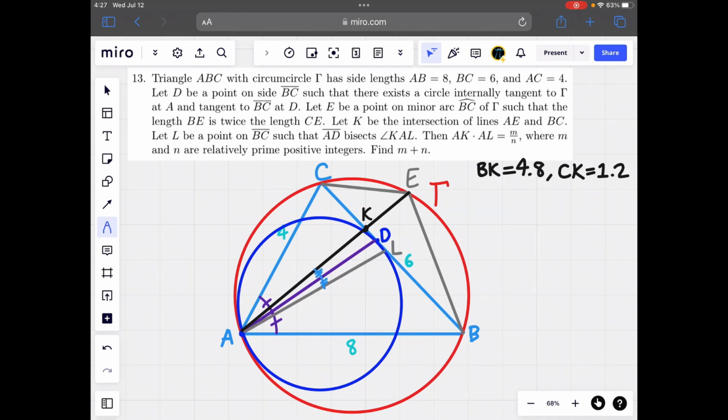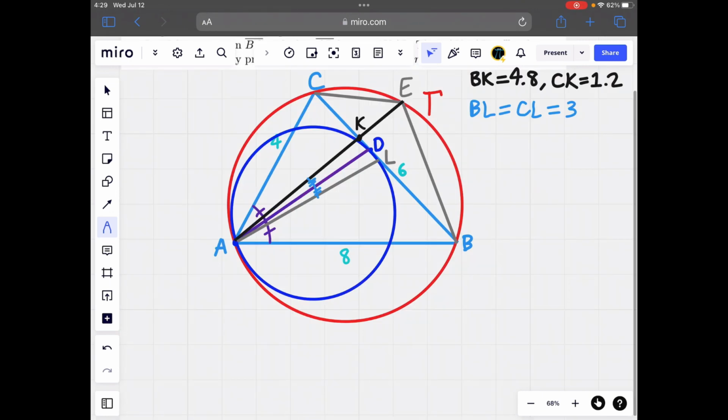Point L is a point on BC for which the angle bisector AD is also the bisector of angle KAL. In other words, AK and AL are isogonal, or simply reflections across the angle bisector of angle A. Then, since AK is a symmedian, AL must be the median, since the symmedian is the reflection of the median over the angle bisector. So L is the midpoint of BC, and it follows BL equals CL equals 3. Now we can use Stewart's twice to find AK and AL, and then multiply AK times AL, and then we're done. Suppose we denote AK equals little k and AL equals little l.